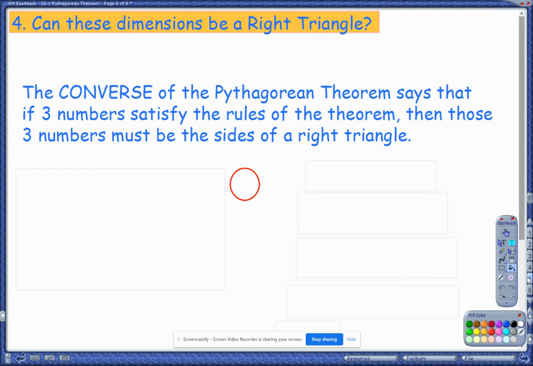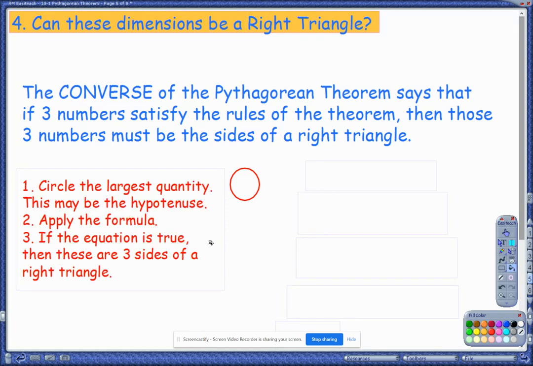So the converse of the Pythagorean theorem says that if three numbers satisfy the rules of the theorem, then those three numbers must be the sides of a right triangle. So again, I want you to always circle the largest quantity. This may be the hypotenuse. And then apply the formula, see if it is true. So here's your first question.